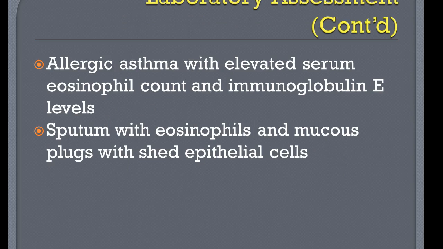And then what else we can see is allergic asthma with elevated serum eosinophil count and immunoglobulin E levels. And that's many times how we can diagnose it as more of an allergic asthma, because you'll see those serum eosinophil counts increase. And the sputum itself may contain those eosinophils and mucus plugs that shed epithelial cells, and those are called Curschmann spirals. So please remember that, Curschmann spirals, C-U-R-S-C-H-M-A-N-N spirals, and we'll see that as evidenced in their sputum. So that also makes a diagnosis of more of an allergic type of asthma.